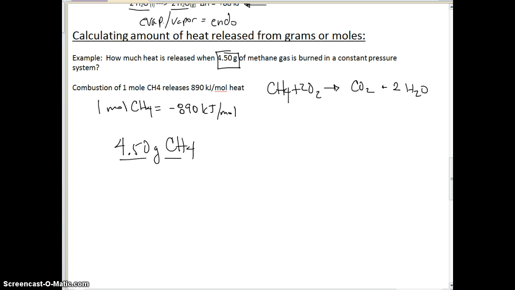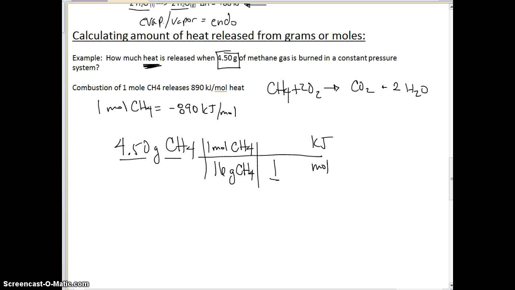What we're going to do is a quick little conversion. We're trying to get to a value in kilojoules because we want to know how much heat is being given off. First, we convert methane from grams into moles. Real easy conversion: 1 mole of methane over 16 grams of methane, the molar mass of methane. Then we know that every 1 mole of methane gives off 890 kilojoules of heat. Now we've set our problem up. Grams cancels grams, moles cancels moles, and it's 4.5 multiplied by negative 890 divided by 16. That's going to give us our answer.